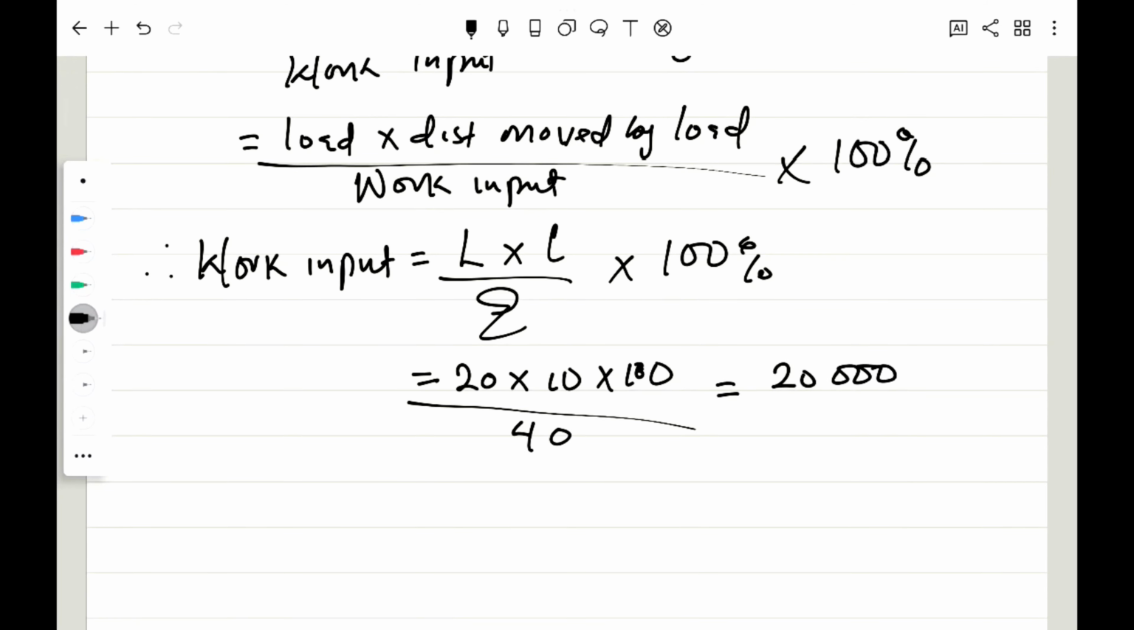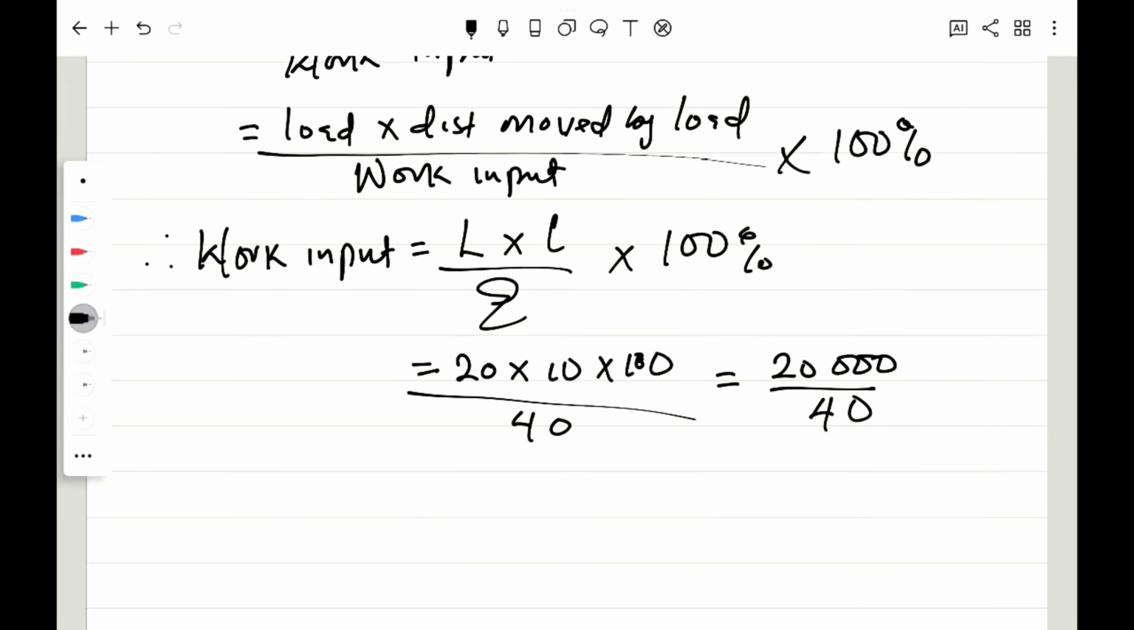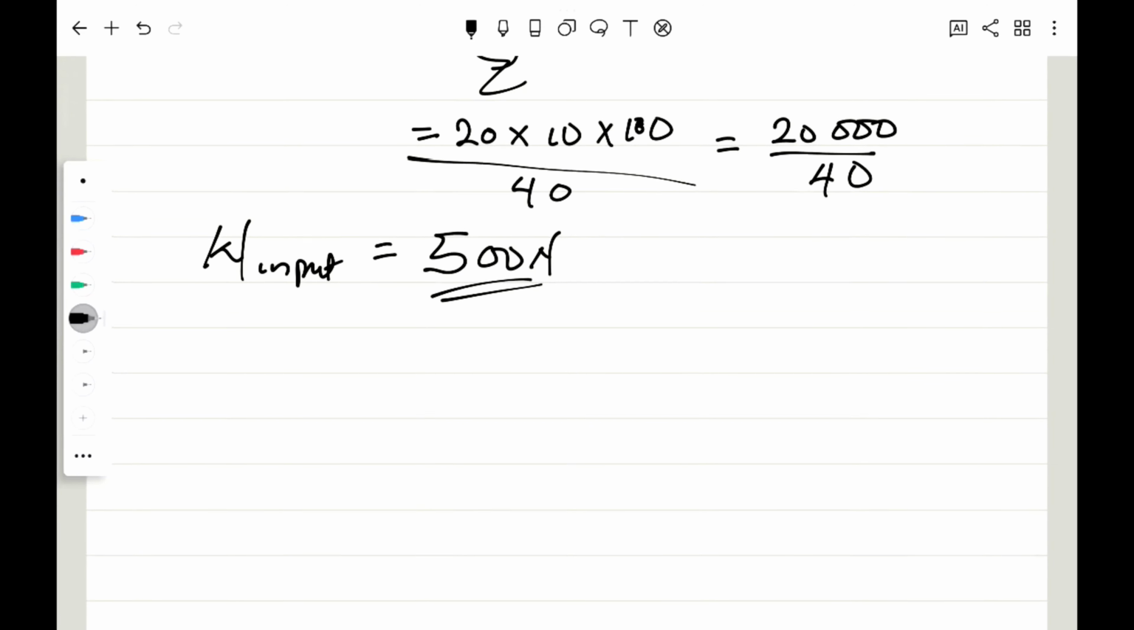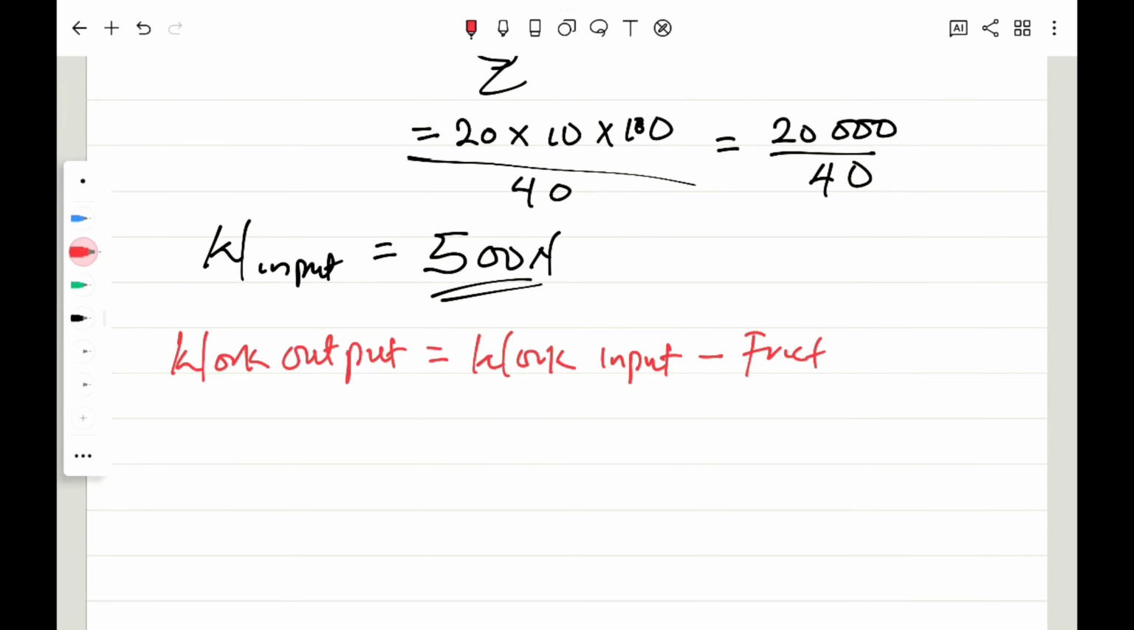So that we have 200,000 divided by 40. So our work input is equal to 500 Newton. Is that clear? So now we want to solve for the work output. Or let's say the work output is equal to work input minus the frictional force.